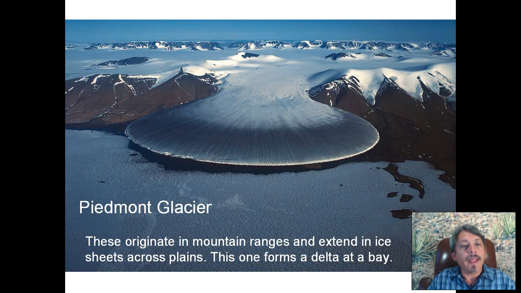Piedmont, from the word pie, meaning foot, and mont, meaning mountain, foot of the mountain. These types of glaciers originate in mountain ranges, and they extend as sheets across plains, and then they form a delta at a bay, spreading out in this peculiar fashion.